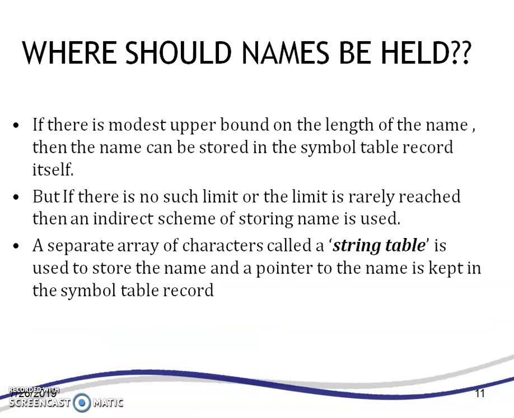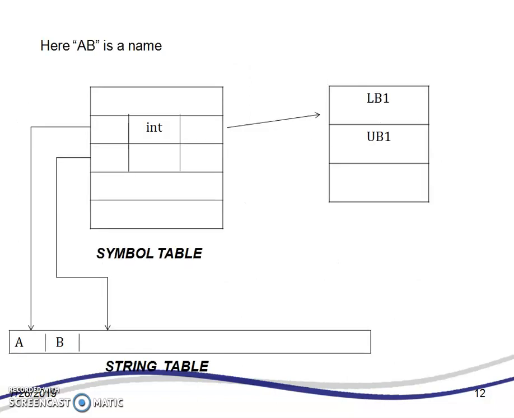Where should the name be held? If there is a modest upper bound on the length of the name, then the name can be stored in the symbol table record itself. But if there is no such limit or the limit is rarely reached, then the indirect scheme of storing the name is used. A separate array of characters called a string table is used to store the name, and a pointer to the name is kept in the symbol table record, as shown in the figure.